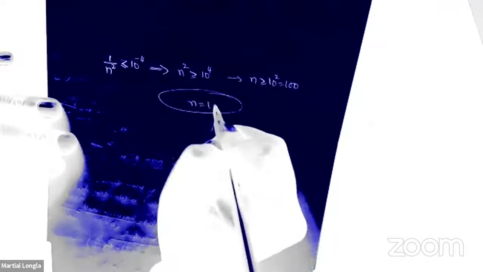So to answer that last part, you answer 1 over n squared less than or equal to 10 to the minus 4, which leads to n squared larger than or equal to 10 to the fourth, or n larger than or equal to 10 squared, which is 100. So you need at least n equal 100.